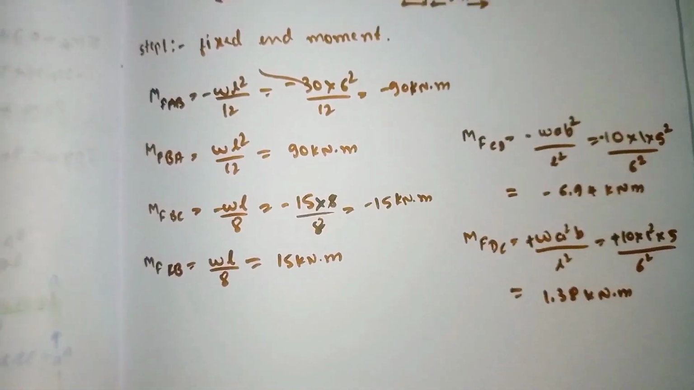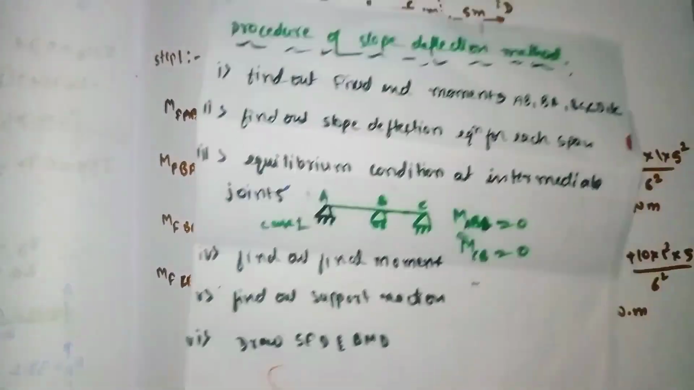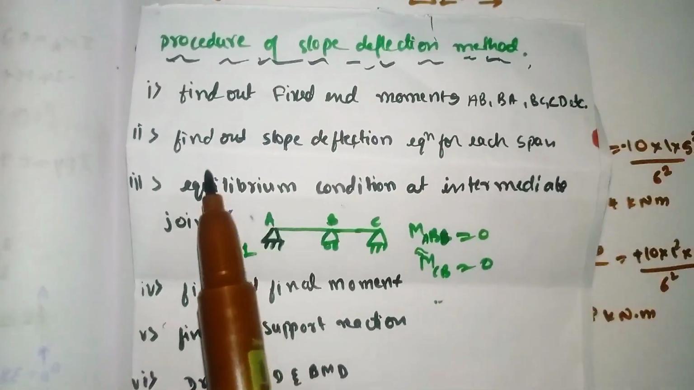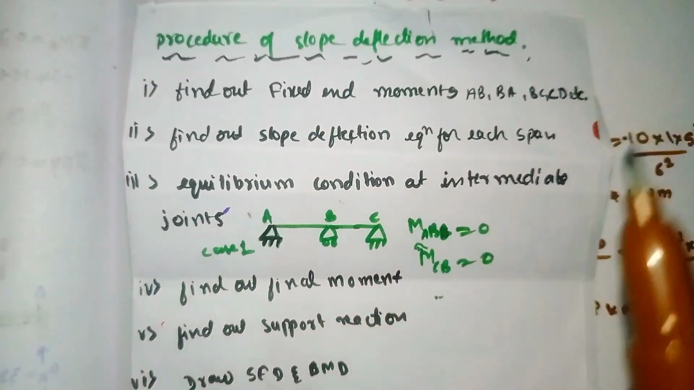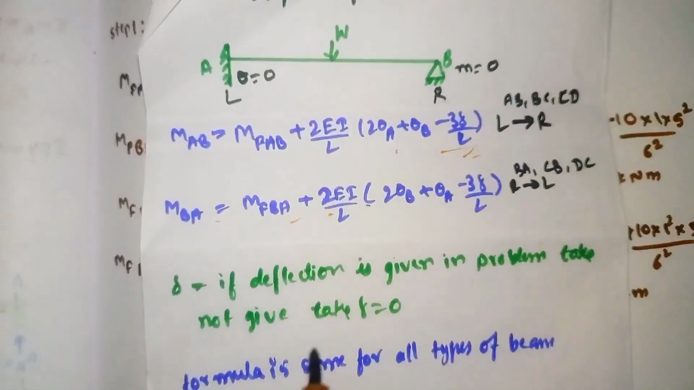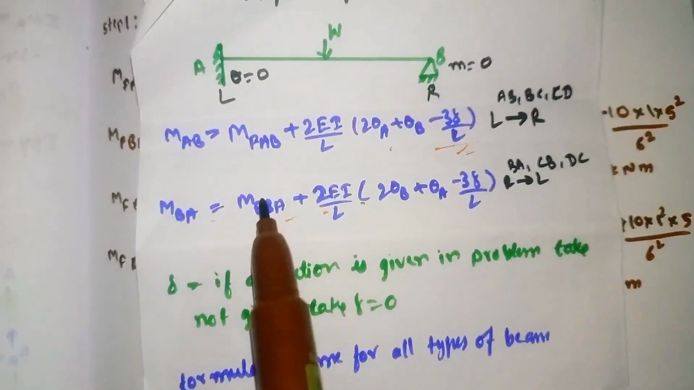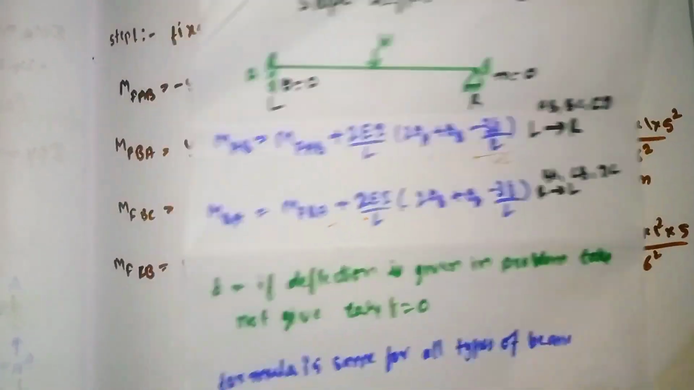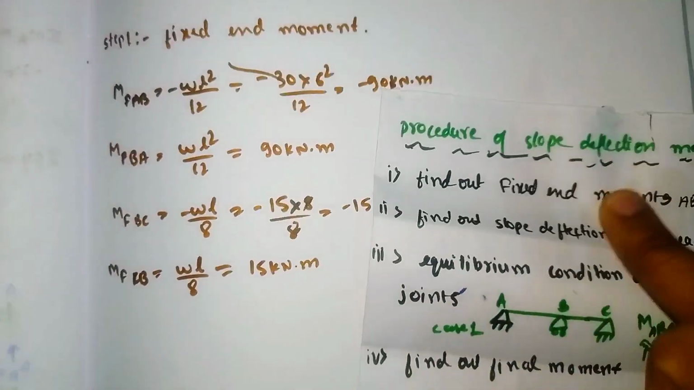Now we'll move towards the second step, that is to find the slope deflection equation for each span. By using these two formulas, we will calculate the slope deflection equation for each span. So we'll see.